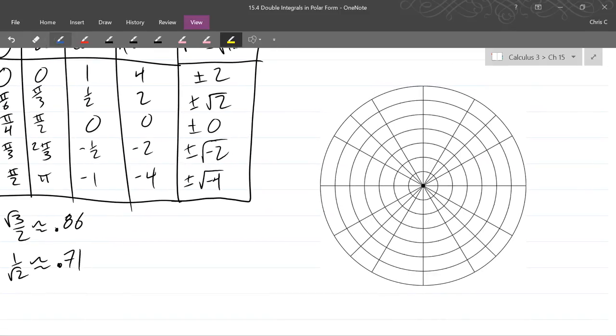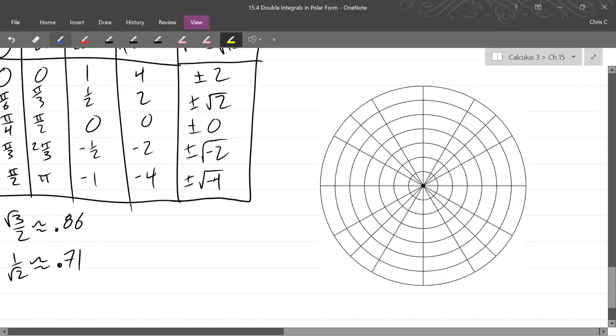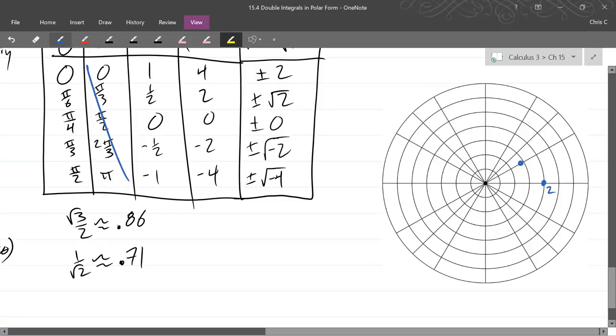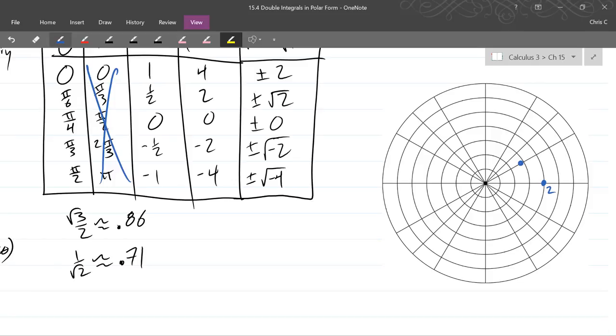Oh, that's a neat trick. So make sure when you graph, those are not the angles you're graphing. Those are just angles to help us get the radius values.